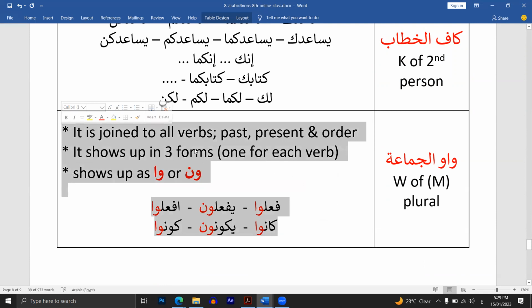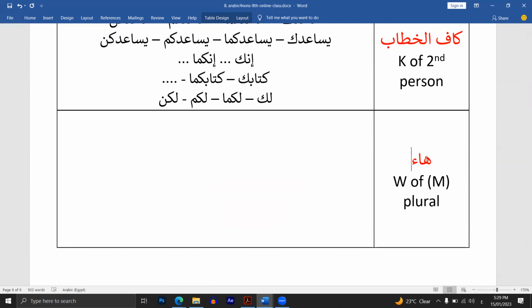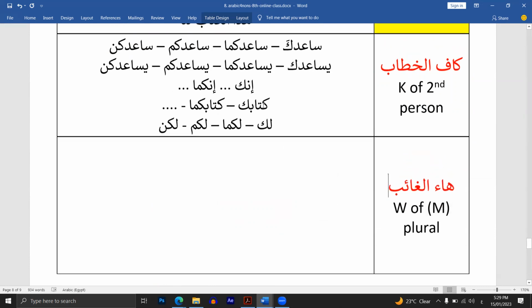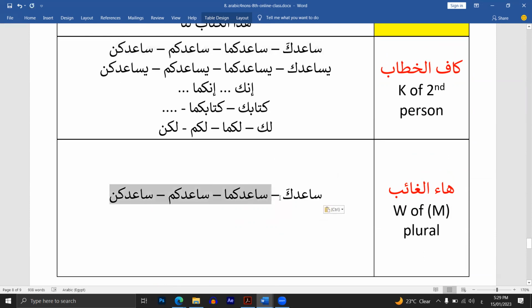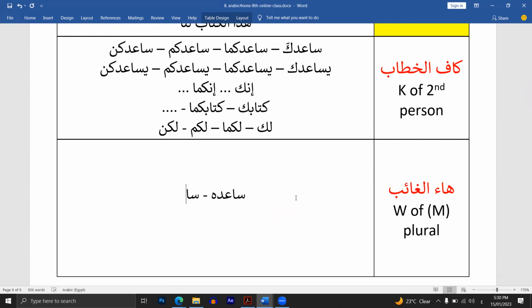Okay. The last one we have, we call it هاء الغائب. Instead of saying ka, you will see ha. ساعده, ساعدها, ساعدهما, ساعدهم, ساعدهن. Okay, this is when we are talking about a third person.